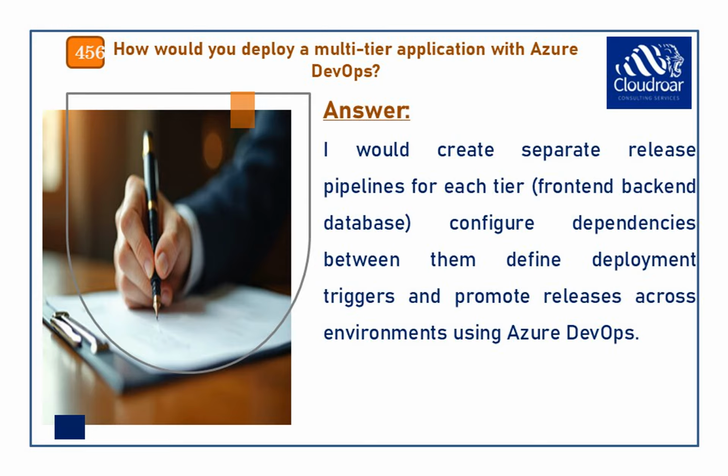Question 456. How would you deploy a multi-tier application with Azure DevOps? I would create separate release pipelines for each tier: front-end, back-end, and database. I would configure dependencies between them, define deployment triggers, and promote releases across environments using Azure DevOps.